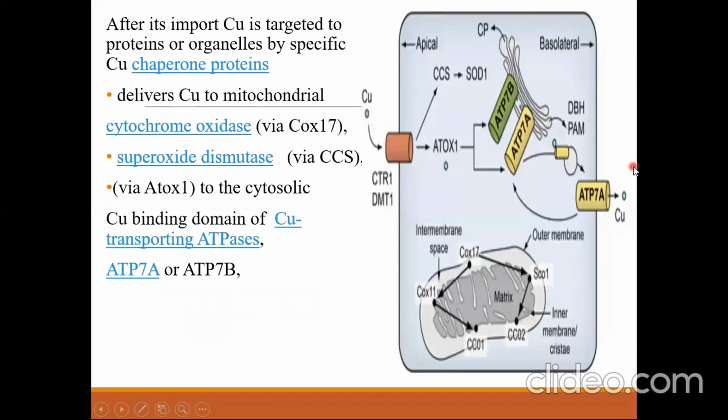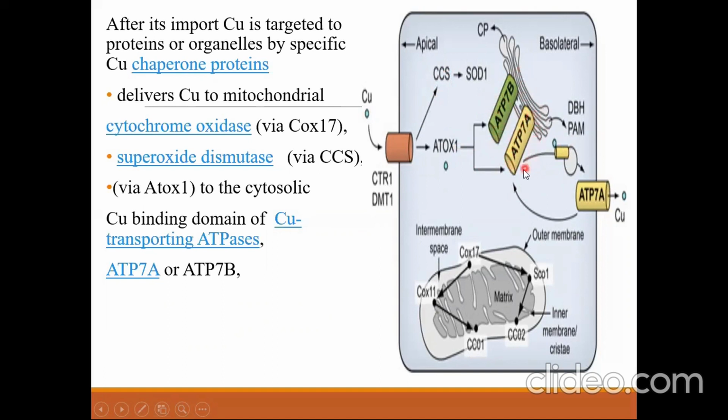The second fate is that it can be functionally utilized, right? It has many functions. Copper is targeted to proteins or organelles by specific copper chaperone proteins. Copper is delivered to the mitochondrial cytochrome oxidase by a chaperone called COX-17. It is targeted to superoxide dismutase via the chaperone called copper chaperone for superoxide dismutase, CCS. It is also targeted via ATOX1 to the cytosolic copper binding domain of the copper transporting ATPases, ATP7A and 7B.